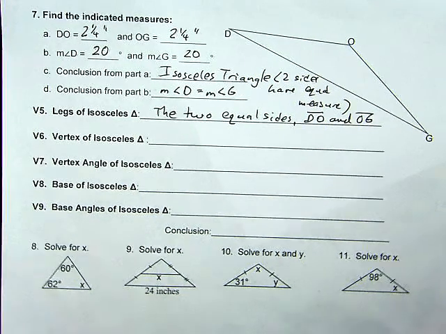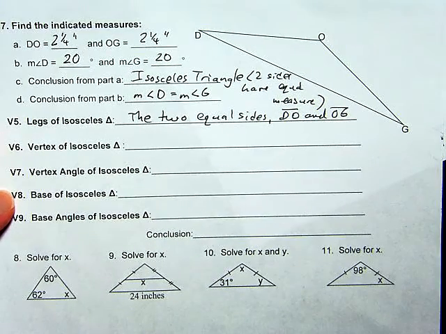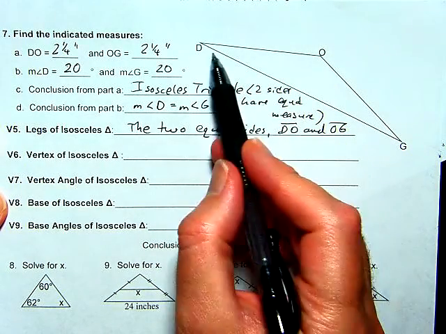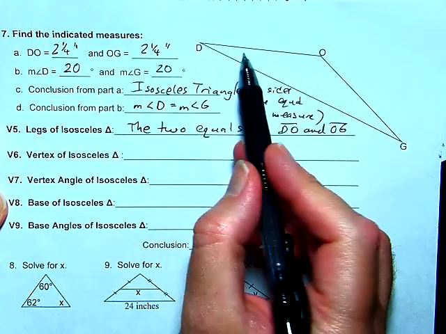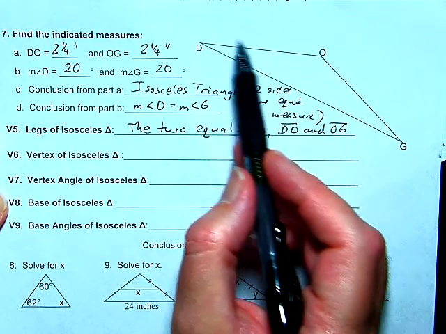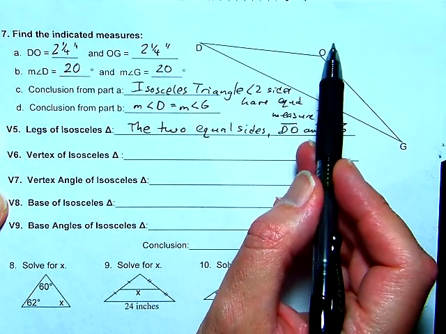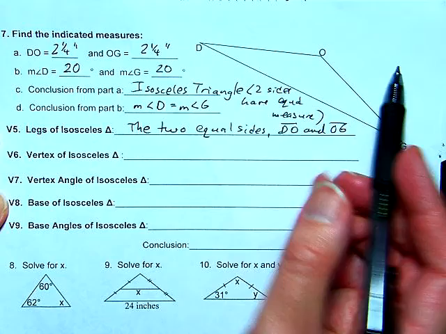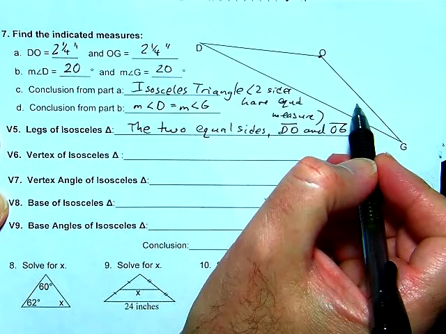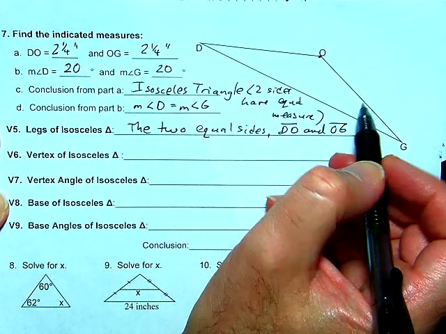So the vertex of the isosceles triangle is this point. It's the point that lies between the two sides. Well, not between in a mathematical sense, but it's the point that is a common point between the two sides. So it's the point that the two equal sides have in common.